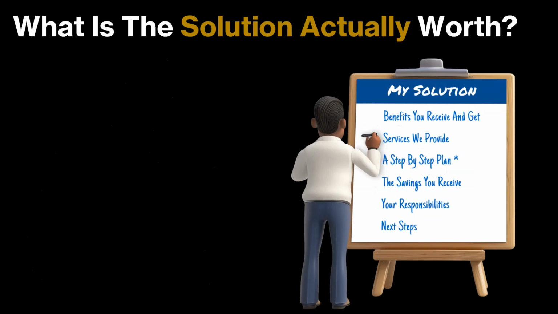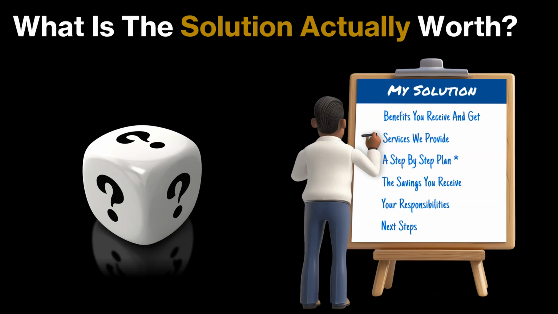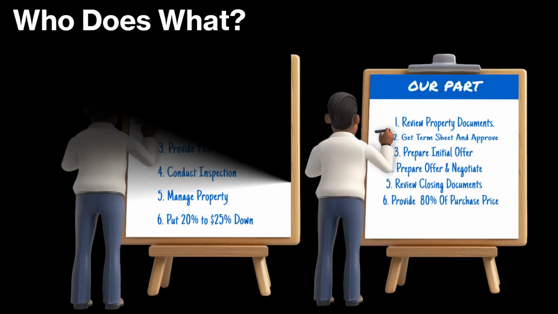All right? My solution, the benefits to him. The services I'm going to provide, the step-by-step plan, the savings he receives, his responsibilities, and the next steps. So we're thinking it through. That's what we do. And then I emphasize and talk about who does what. All right? Who does what?